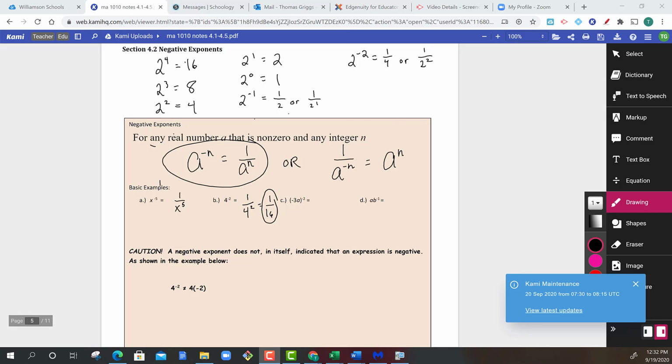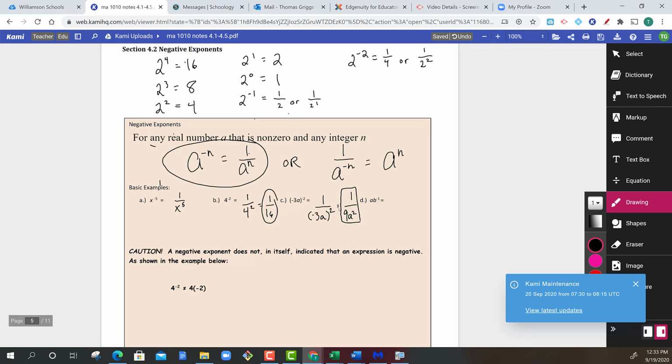And then just a couple of wrinkles here. Part C, you are raising the quantity of -3a to the -2nd power. So both of those things are being raised to the -2nd power. So that means when we rewrite this, both of them move to the bottom of the fraction. We could also simplify this a little bit further because we know that -3 squared is positive 9. And just go a little bit further with that.